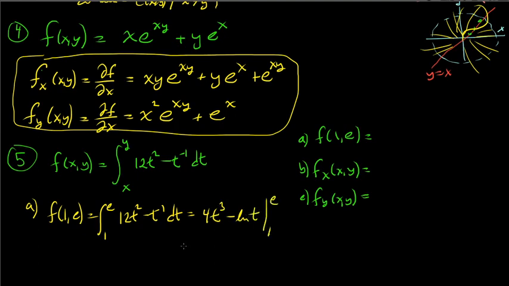And when you plug in the 1 and the e, we're going to get 4e cubed minus log of e, which is 1. And then minus 4 times 1. And then minus a negative is plus log of 1, which is 0. So I think we just get 4e cubed minus 5.